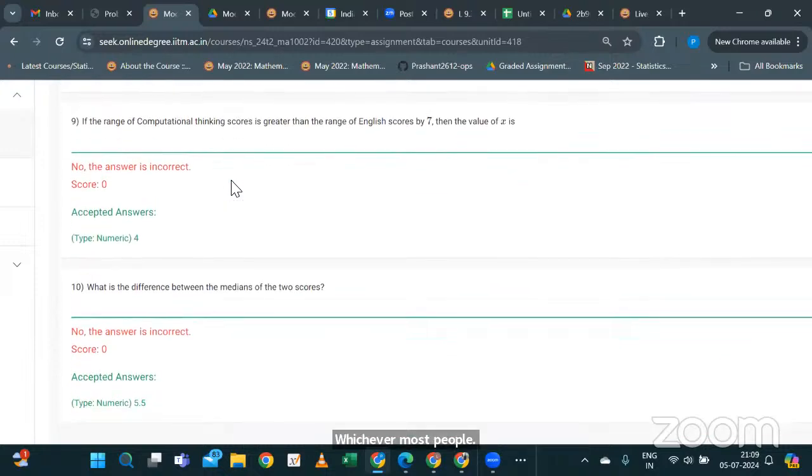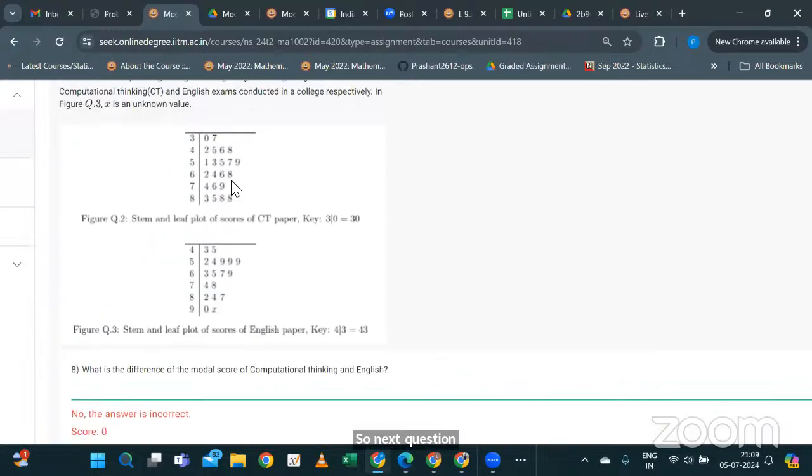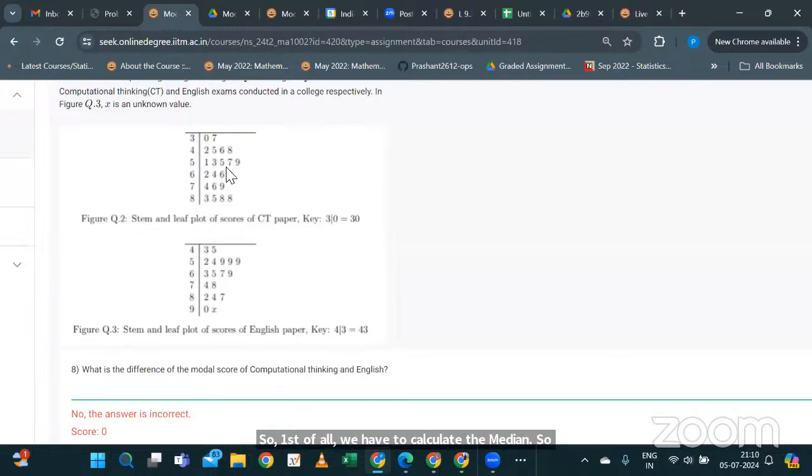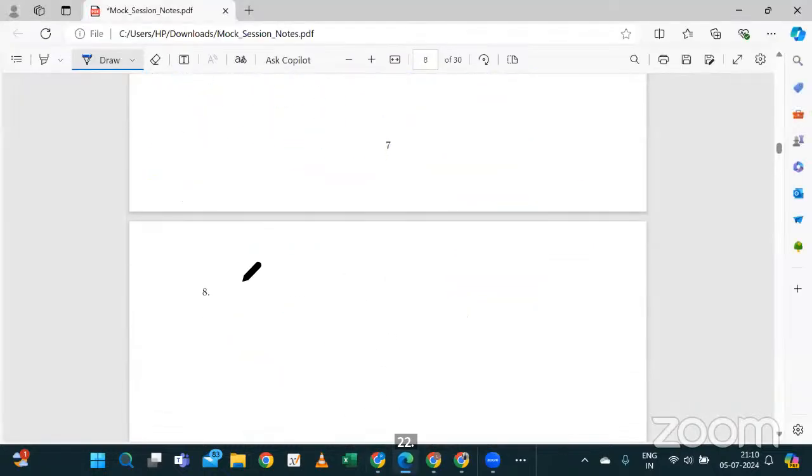Now, the next question is what is the difference between medians of two scores? First of all, we have to calculate the median. So in the first, for the CT case, what is the median? First of all, let's see how many observations we have. We have 22 observations. So n will become 22, n by 2 is 11.